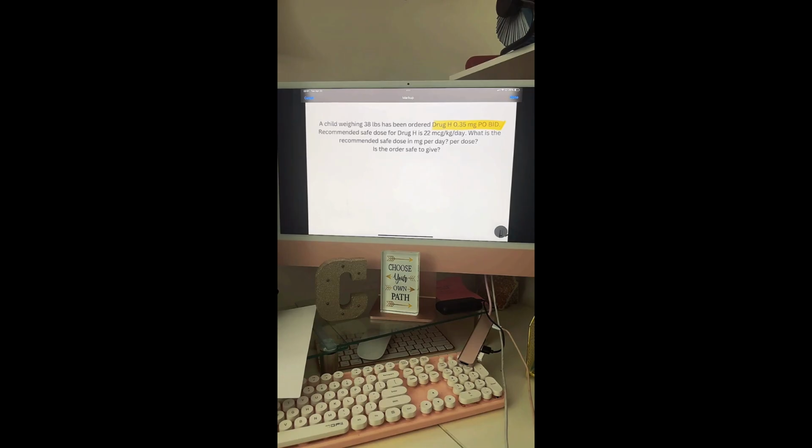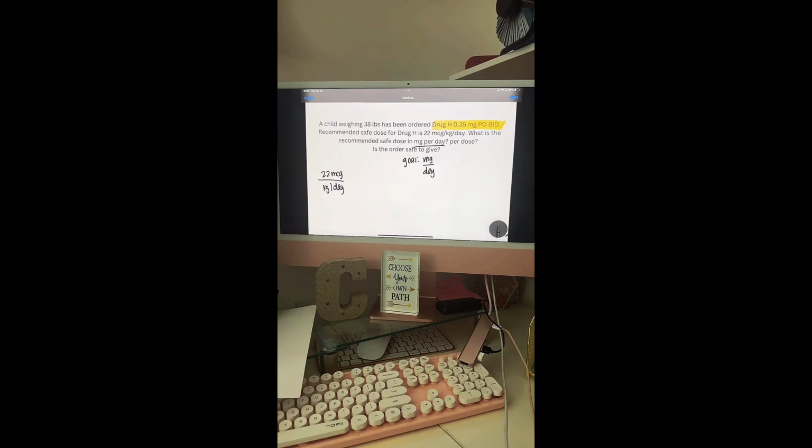So, recommended safe dose range for drug H is 22 micrograms per kilogram per minute. So, I'm going to write my little puzzle piece down over here. All right, what is the recommended safe dose in milligrams per day? So, let's do that first. Milligrams per day.